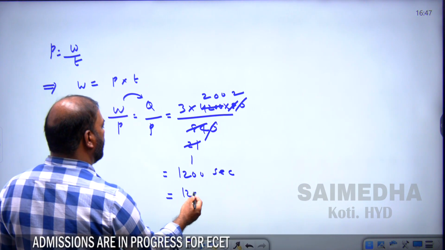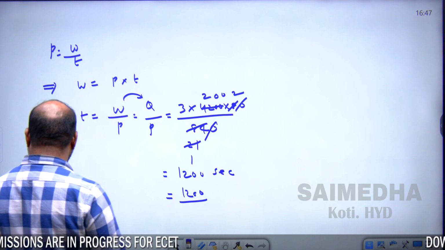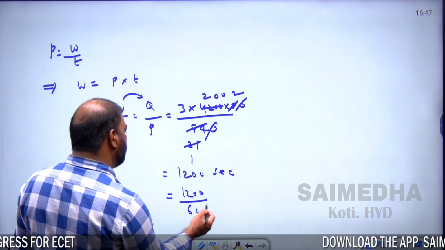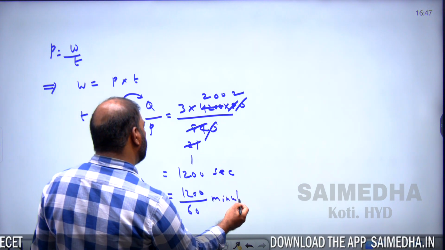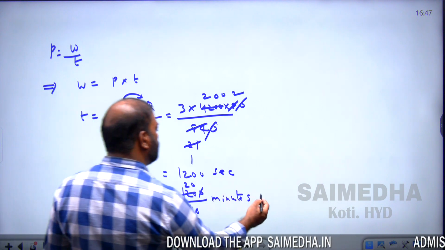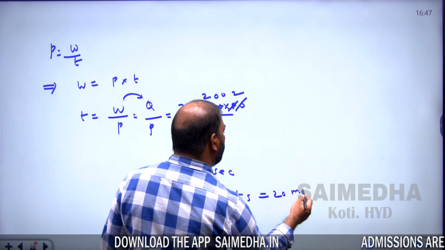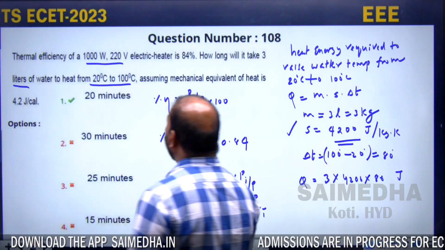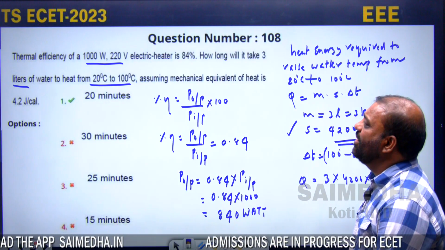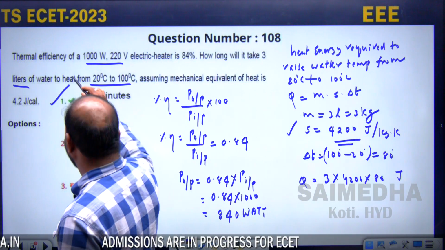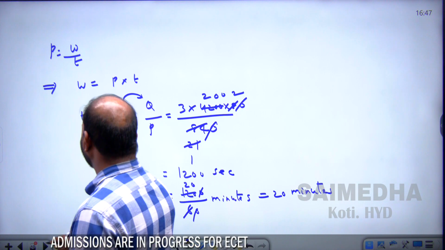But we need to consider it in terms of minutes. Options are given in terms of minutes here. So 1200 divided by 60 minutes. How much here? 0, 0 cancel, 6 1 ja, 6 20 ja. So 20 minutes. Clearly we got 20 minutes. So it takes 20 minutes for raising the water temperature from 20 degrees centigrade to 100 degrees centigrade. So option 1 is the right answer.